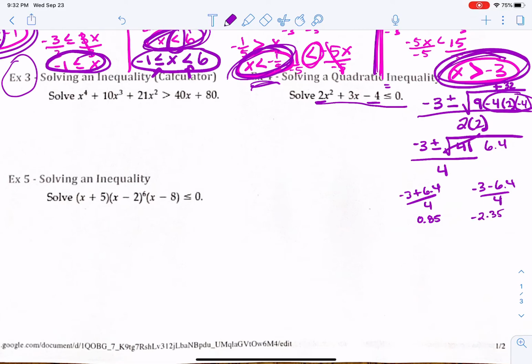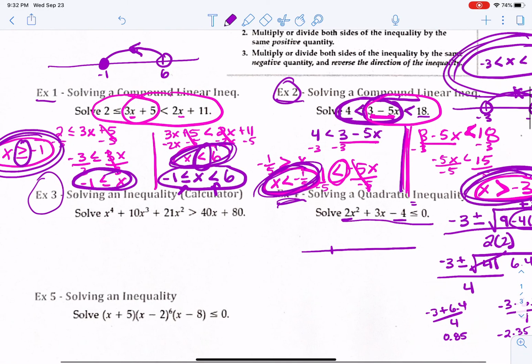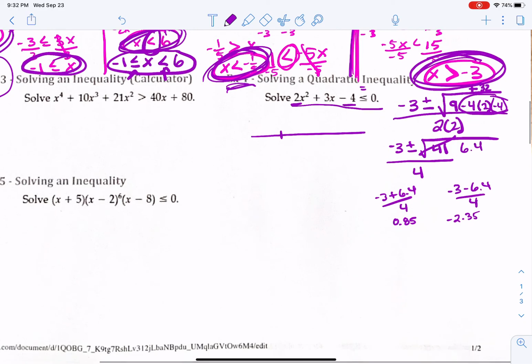Okay, now what I'm going to do is, because this is a quadratic and we have two answers, I always put this on a number line. Always. When it's quadratic, when it's more than just linear, like these two were, just x to the first power, I always put it on a number line. -2.35 goes on the left side, and 0.85 goes on the right side. And we've got to figure out which way these arrows are facing.